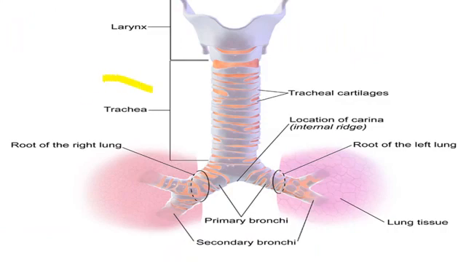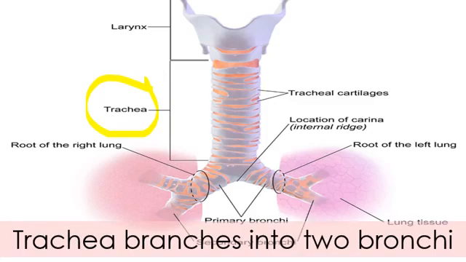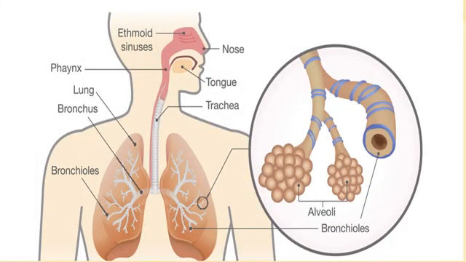Next is the trachea. Again, trachea. So the trachea branches into two bronchi. Again, let's read. Trachea branches into two bronchi. So as you can see in the picture, each bronchus is attached to one lung, and its function is to distribute air to the lungs. Again, how many lungs do we have? Very good. We have two lungs.